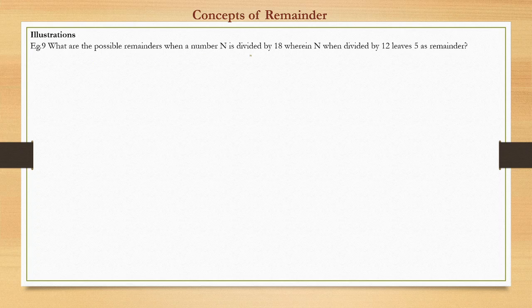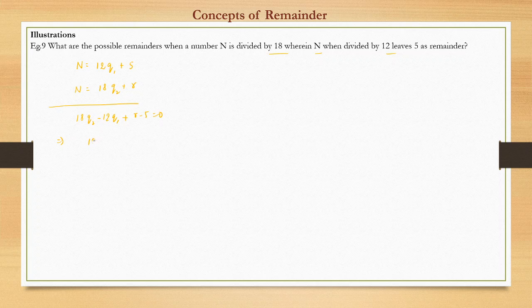What are the possible remainders when the number n is divided by 18, wherein the same number n when divided by 12 leaves 5 as remainder? So it is given that n when divided by 12 leaves 5 as remainder, and n when divided by 18, what is the remainder? Let it be r. The same thing we will do, subtract the a. So what we get is 18q2 minus 12q1 plus r minus 5 is equal to 0.